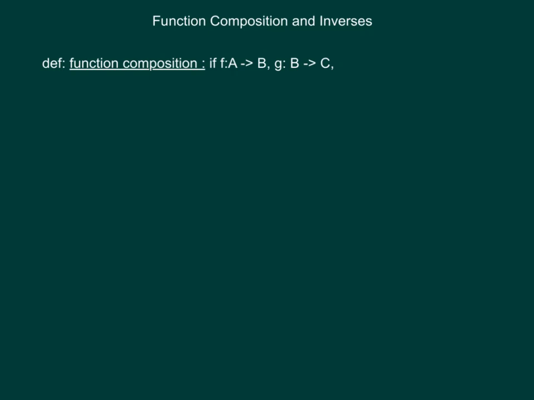So a definition of function composition. If f is a map from A to B and g is a map from B to C, then we can define g composed of f as a map from A to C, and we can define it as equal to g of f of x for all x in our starting set A.